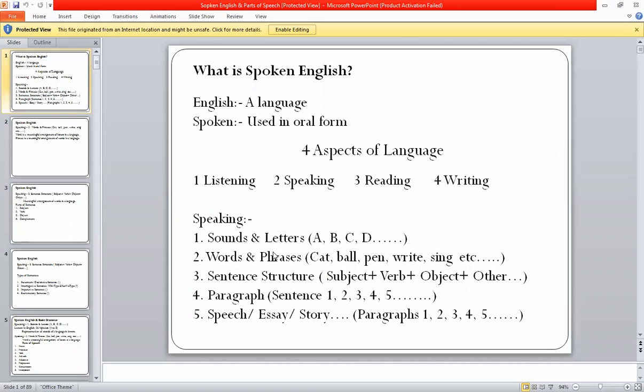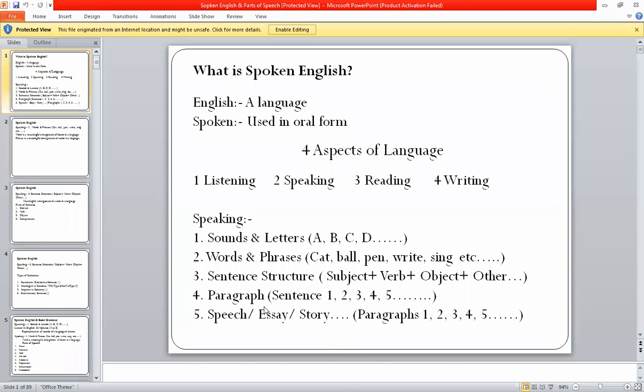Also, phrases are made up of the addition of words. When more than two words come together, that forms a phrase. And phrases make sentences. A sentence is made up of phrases and different parts of speech. Parts of the sentence means what? Subject plus verb plus object plus complement. So these are the sentence structure or parts of a sentence.